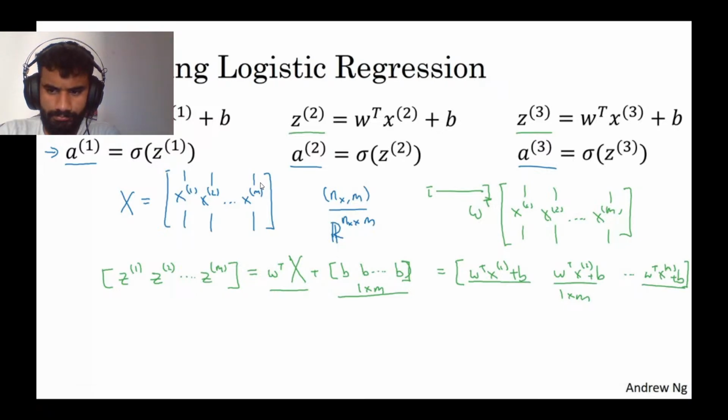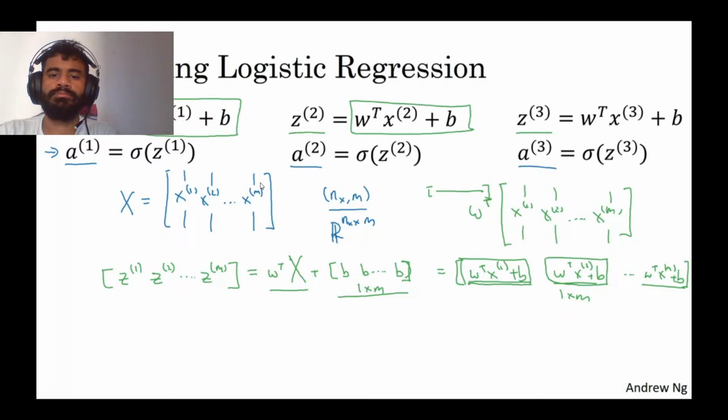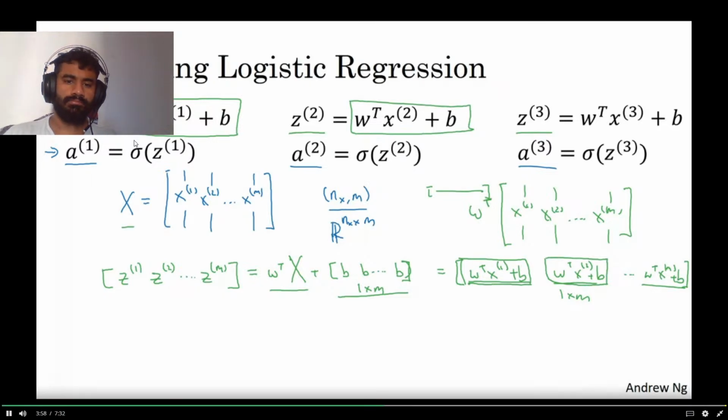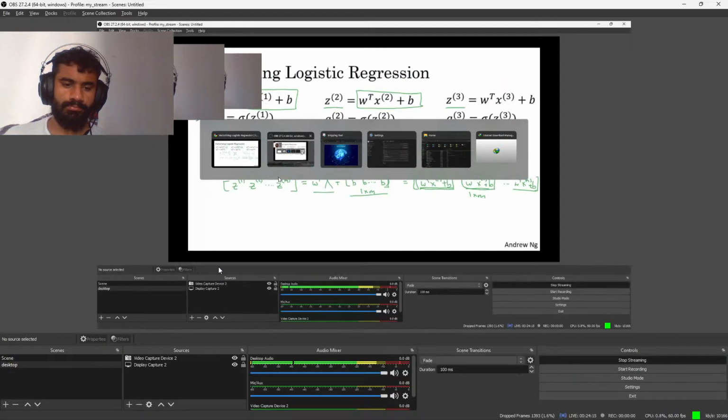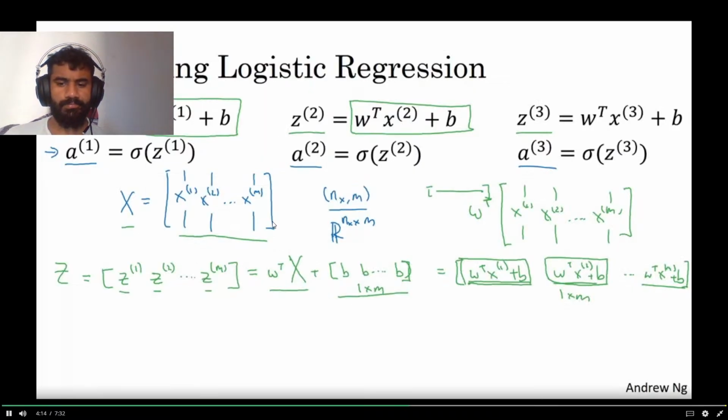And if you refer to the definitions above, this first element is exactly the definition of z1, the second element is exactly the definition of z2, and so on. So just as X was what you obtained when you took your training examples and stacked them next to each other, Z is defined to be this, where you take the lowercase z's and stack them horizontally.